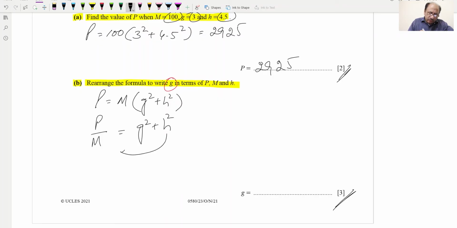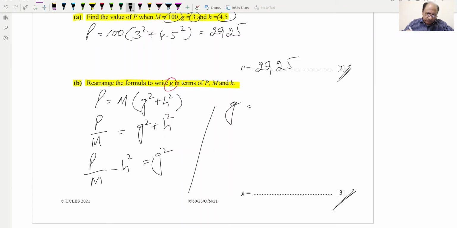Now in sequence, we have to move this H squared to the other side, so it will be subtracted because it is being added on this side. So P over M minus H squared will be equal to G squared. Further, we need to get rid of this square because we need the value of G and we don't want the value of G squared. So we will write G is equal to the square root of P over M minus H squared, and we can write plus minus. We can provide simply this one, P over M minus H squared, as our answer, or better to write plus minus also.